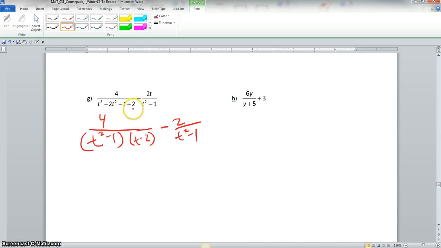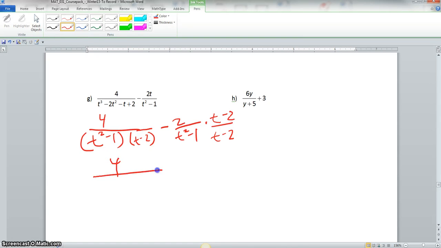Okay, now when we look at this problem here, I already took the liberty of factoring out the denominator here. So this would be 4 over t squared minus 1 and t minus 2. Now when we get here, we just leave this as t squared minus 1. Now if you notice, the only difference is this second fraction does not have a t minus 2 in the denominator. So what we're going to do is we're going to multiply this second fraction by t minus 2.